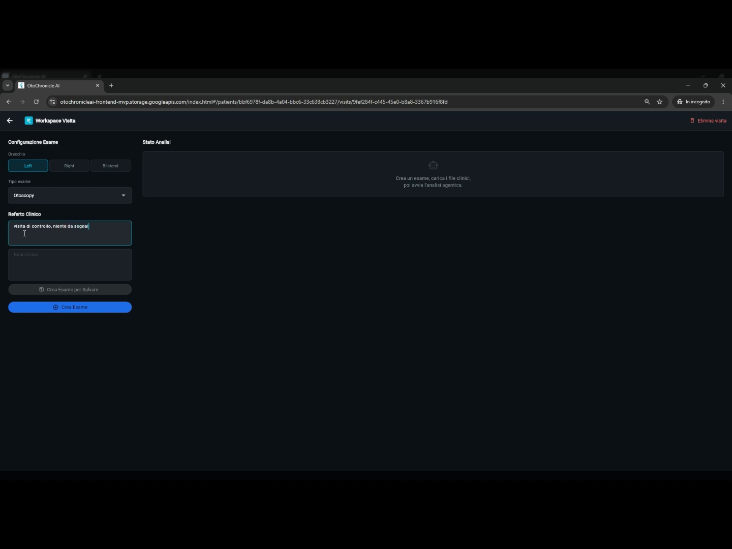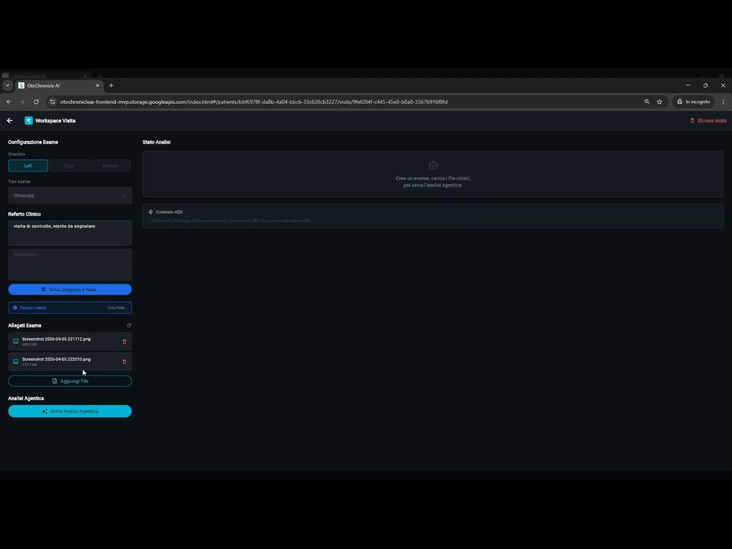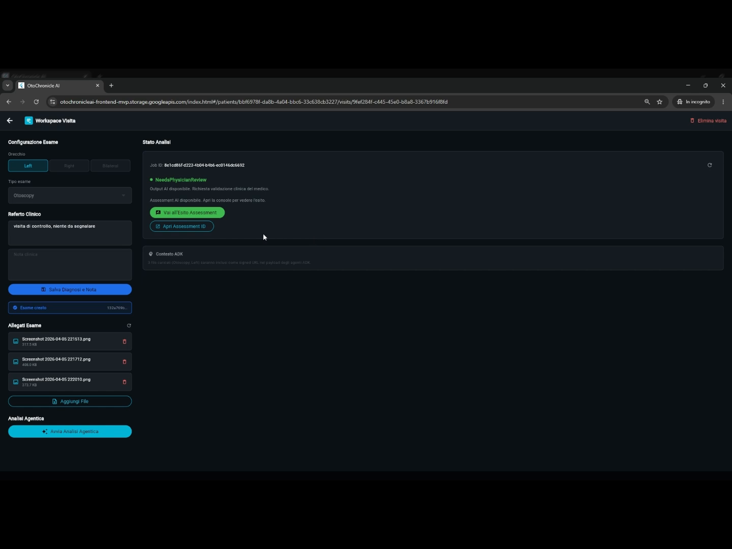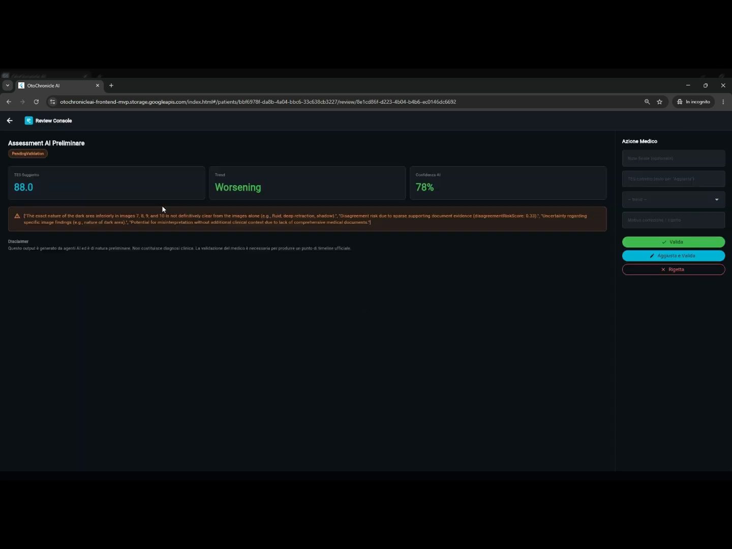Technically, OtoChronicle is a cloud-native system built on 3 pillars. First, a Flutter web frontend that gives the physician an interactive patient timeline, TS chart, clinical validation, and visit history. Second, an ASP.NET Core 9 backend deployed on Google Cloud Run. This is the source of truth. It manages patients, exams, persistence, JWT authentication, image storage on Google Cloud Storage, and the entire physician validation workflow.